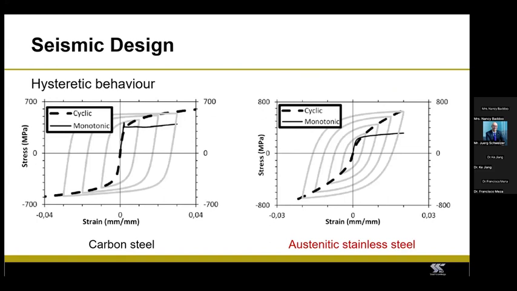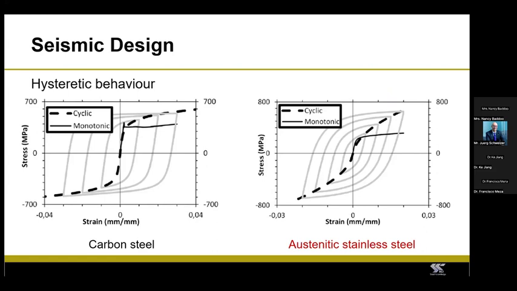So here I'm showing you the hysteretic behavior of a typical carbon steel grade that is used in structures that are subject to seismic loads, and the hysteretic behavior of an austenitic stainless steel grade. We can see that both carbon steel and austenitic stainless steel show a stable hysteretic behavior. However, there are some differences between these two hysteretic behaviors. The main difference, perhaps, is the cyclic hardening behavior.